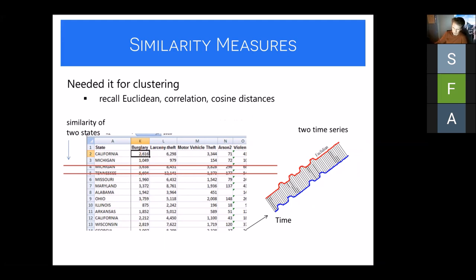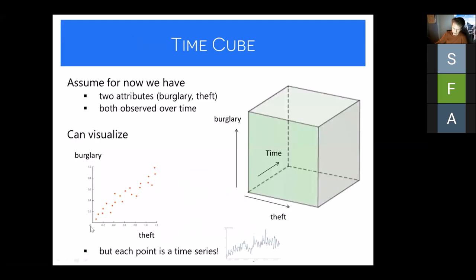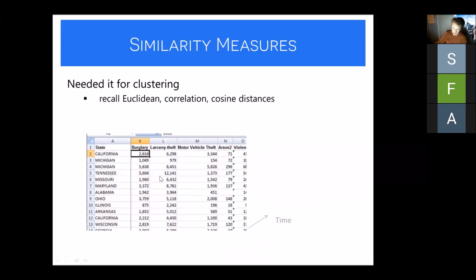Remember here, we showed the similarity of burglary and theft, right? We took two different states, plotted the theft over the burglary, and found there is a correlation, right? But the same thing we do here, right?